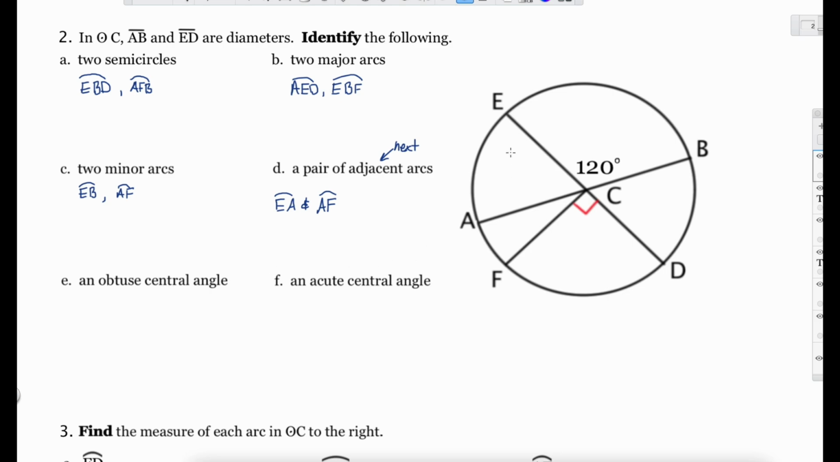Obtuse central angle. How about this one, ECB. Here we labeled arcs, but this one we're doing angles, so I'm going to use the angle symbol. ACB, or ECB, and C is the vertex, the center point here. And an acute angle, how about BCD? Use capital letters.